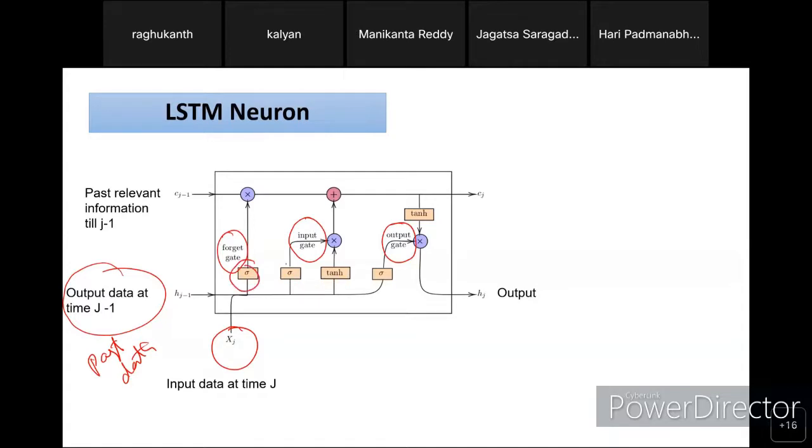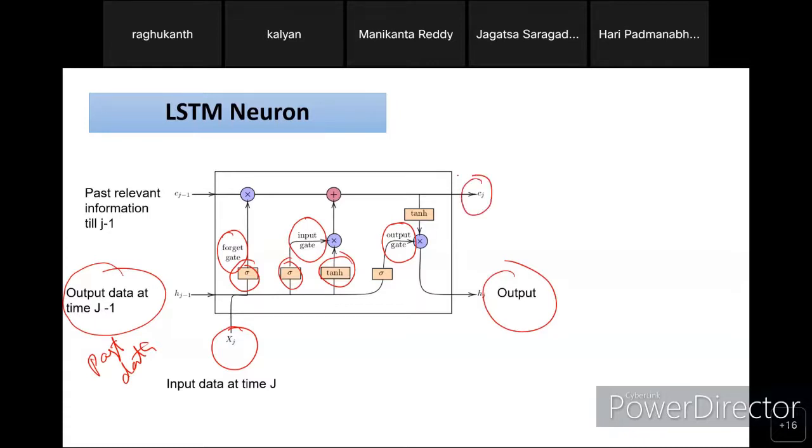So we use a sigmoidal function, then tan hyperbolic functions also, and we try to calculate the output itself. So every time, we calculate the output, plus the past relevant information, how much should be used to predict the future data.